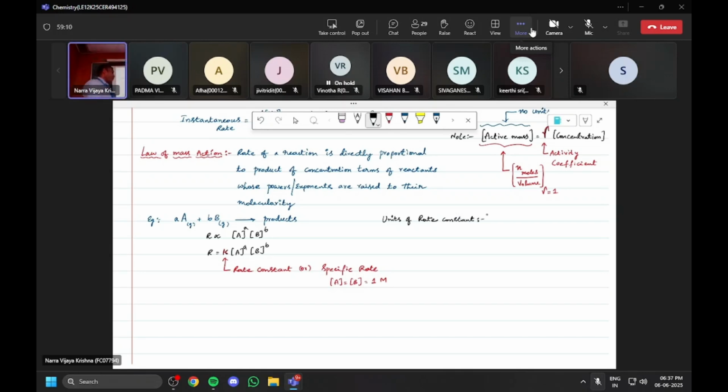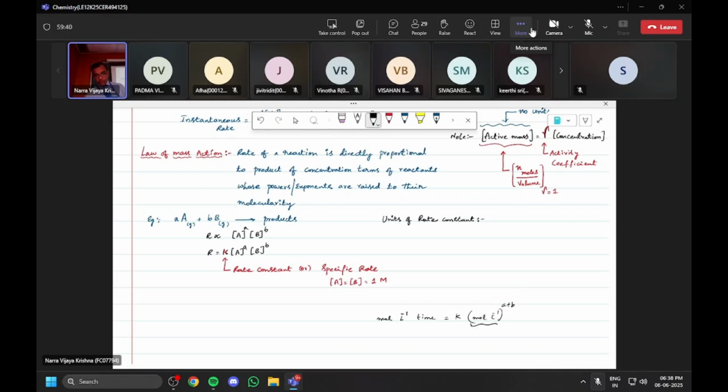You know the units of rate? What are the units of rate? Units of rate, mole per liter per time, is equal to K into, what are the units of A and what are the units of B? The concentration term, so moles per liter power A, moles per liter power B. So I can write it as mole per liter power A plus B. Correct? Now bring that to this side.